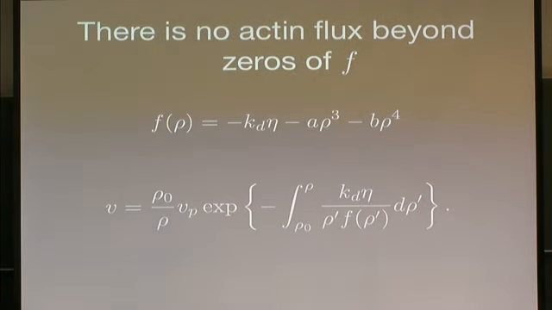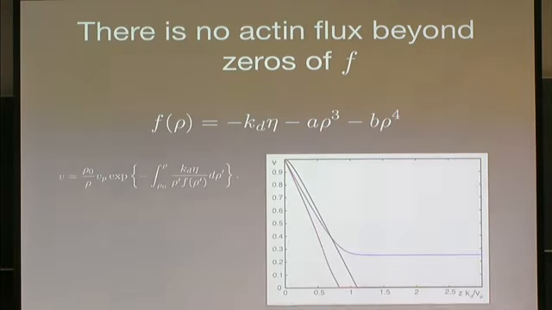Now I can make a further statement. I can calculate the velocity, and the velocity is given in this way. What you see here is that the velocity is always positive, so I'm only moving away from my membrane. But if f becomes 0, eventually I will also have velocity 0. And so I cannot really go past these zeros that I've created before.